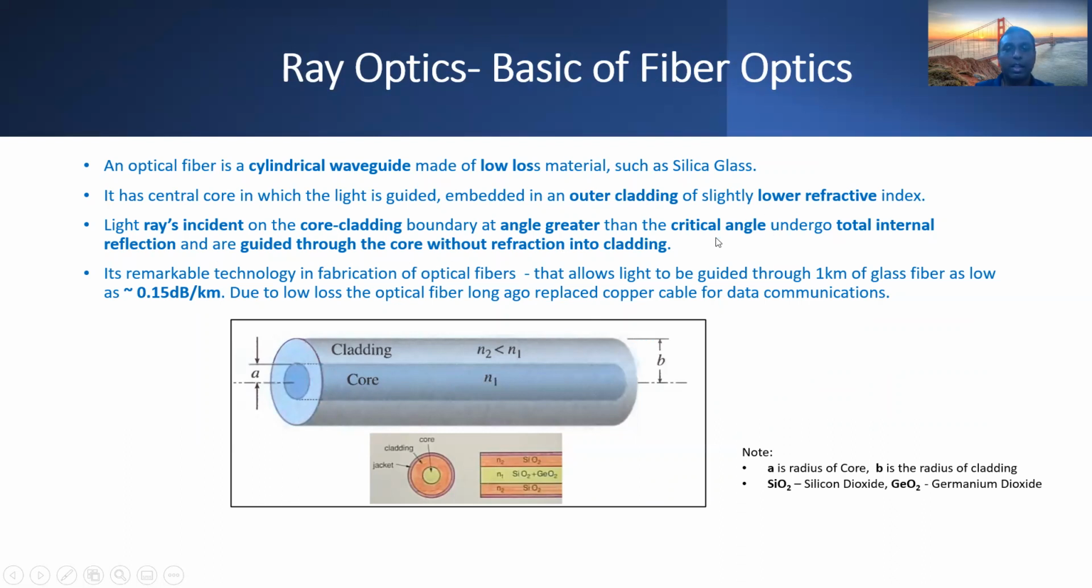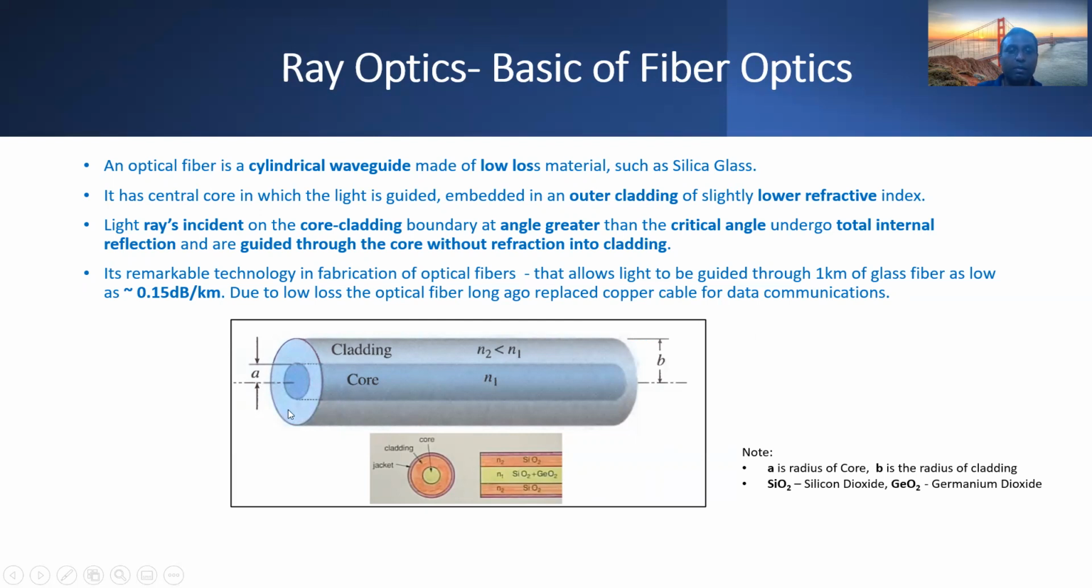So here, for the critical angle, if the angle at the boundary is greater than the critical angle, then all the reflection will go through the core without any ray being refracted into the cladding. It is also a remarkable technology in the fabrication of optical fiber that allows light to be guided through 1 kilometer of glass fiber with loss as low as 0.15 dB per kilometer. Due to this low loss achieved by optical fiber, it already long ago replaced copper cable for data communication.